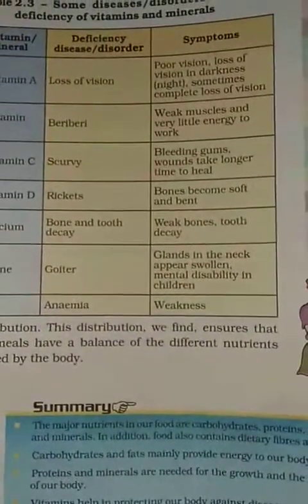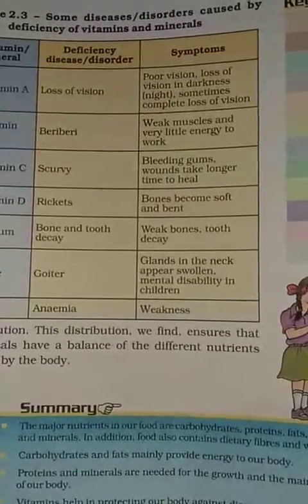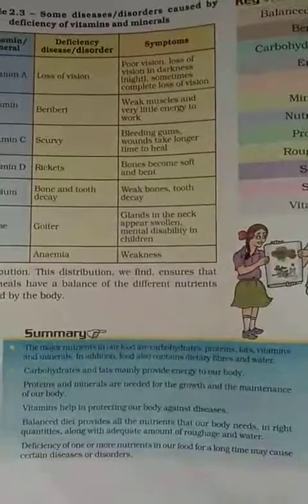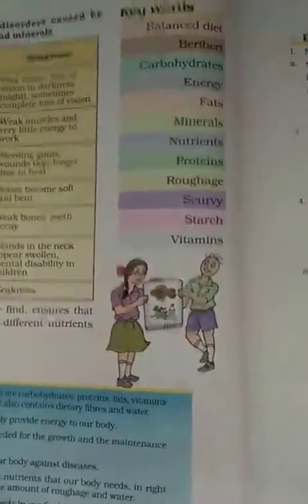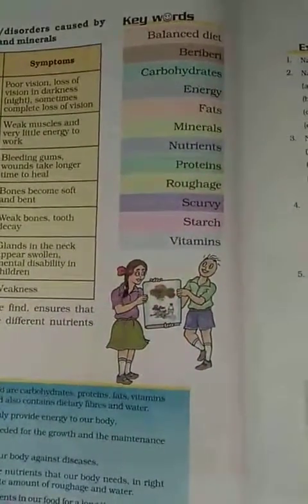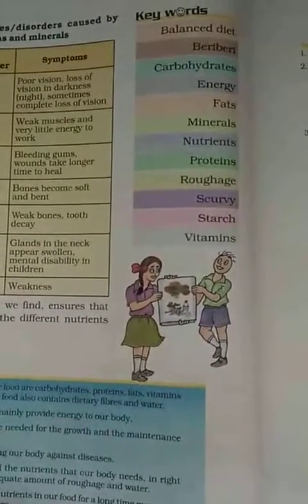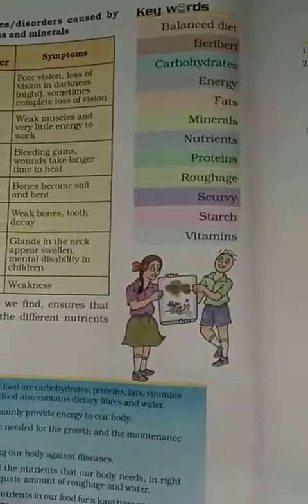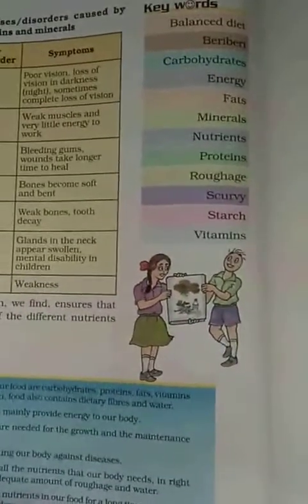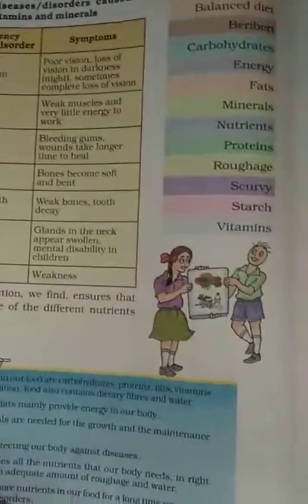Okay, this is the table with some diseases, deficiencies, and vitamins and minerals. Here we'll end our lesson. So here are some new words we have studied in this lesson. Balanced diet, which is a complete diet that we are taking. Beriberi is a disease. Carbohydrates, nutrient, energy. Whatever the ability to perform any work, that is known as energy.